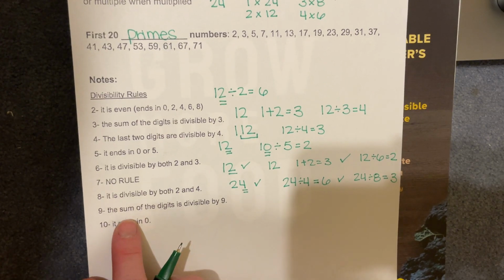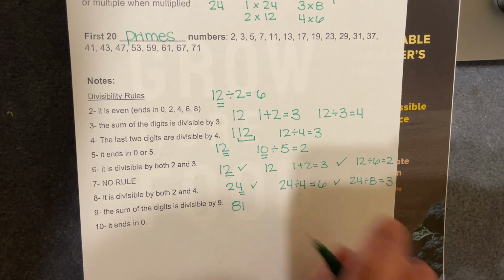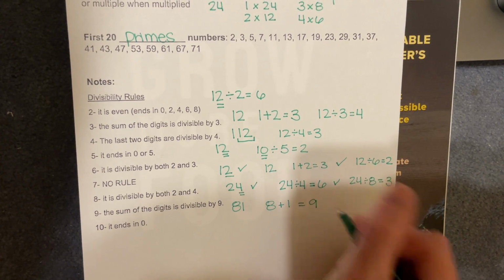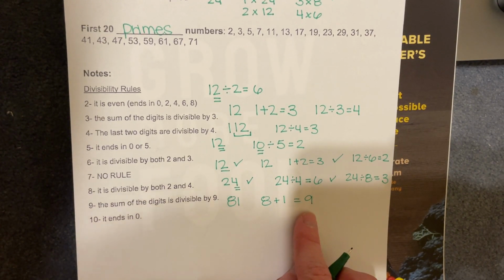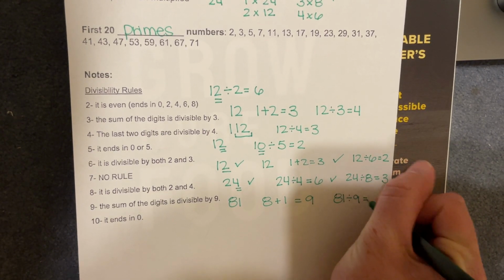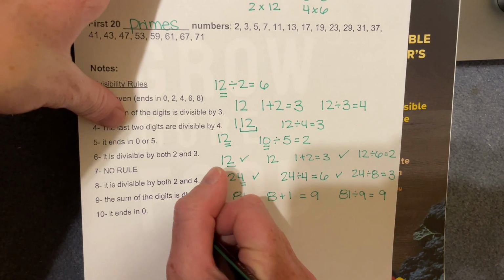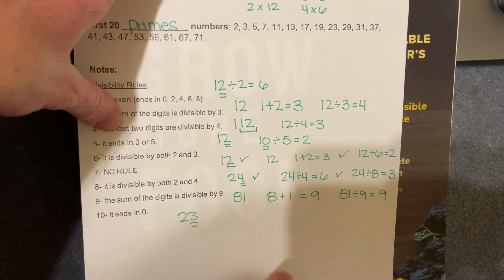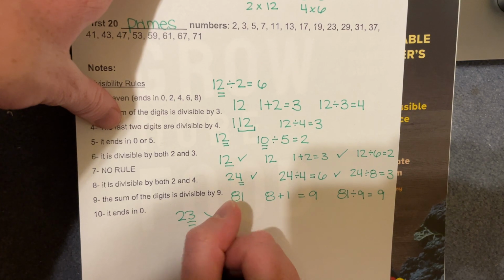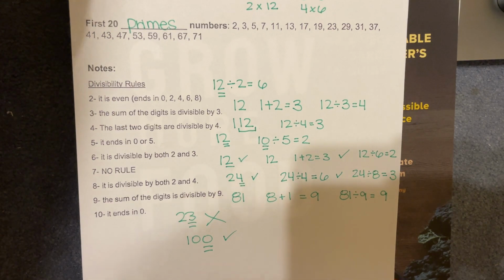Okay, number 9, the sum of the digits is divisible by 9. So if I have this number 81, I can add 8 plus 1, and I get 9. I know 9 is divisible by 9. That gets me 1. So I know 81 divided by 9 equals 9. And then 10, it has to end in a 0. So if I have the number 23, it ends in a 3, does not end in a 0. It is not divisible by 10. But I know the number 100 ends in 0, so it is divisible by 10.